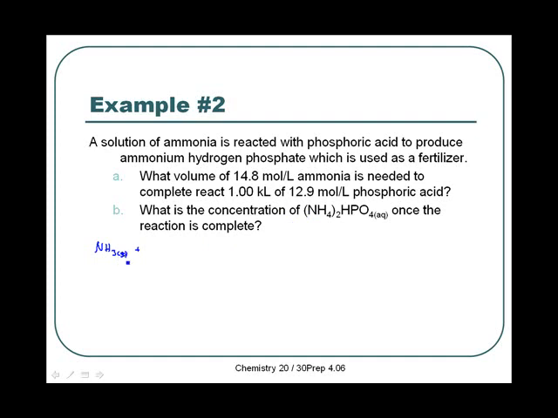That's a solution of ammonia, so it should say aqueous there. Aqueous plus phosphoric acid, which is H3PO4, and again, aqueous. Going to make ammonium hydrogen phosphate. Now they give us the formula here, but it's one we should be able to get.